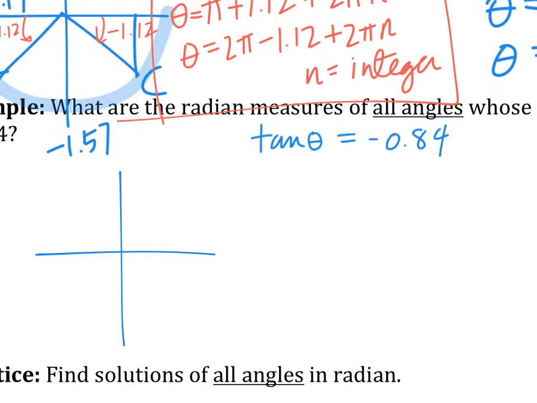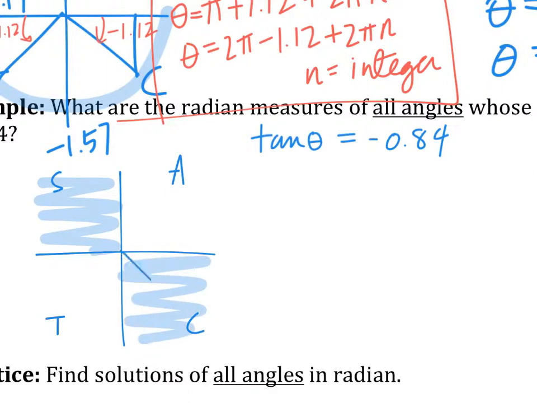Okay. So first, you gotta translate the word problem into real math. So tangent of what is negative 0.84? All right, next, we think about All Students Take Calculus. Okay, so talk to your partner. Which quadrants is tangent negative? There are two of them. Which two quadrants is tangent negative? 2 and 4. 2 and 4, very good.